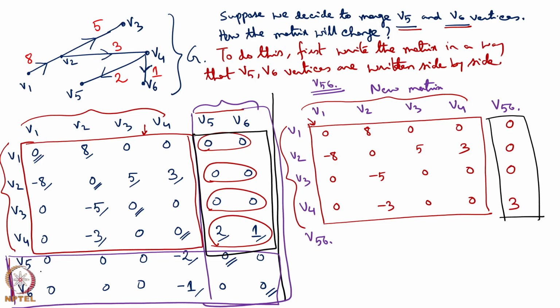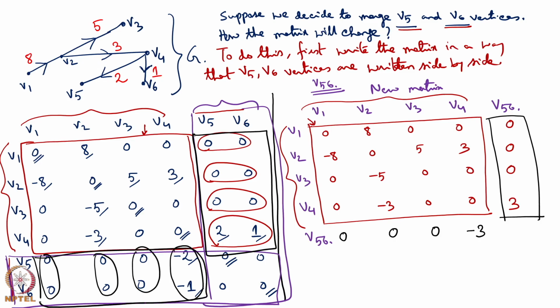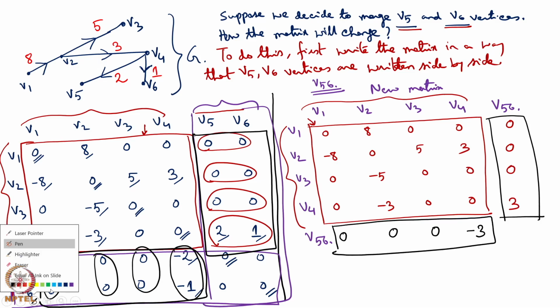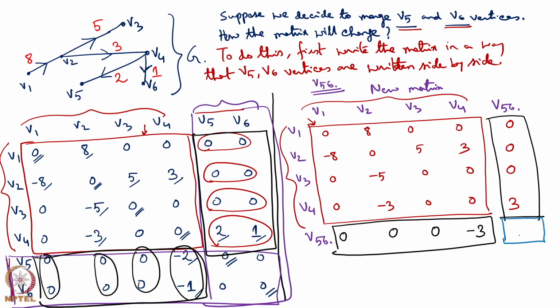Next, I will take this: these two will be added up, V5 and V6 being added up, so it is 0. These two will be added up, so it is 0. These two will be added up, so it is 0. Minus 2 and minus 1 will be added up, so it is minus 3. So this rectangle has been taken care of. We are left with only one space in the new matrix, and that is this box. Here we have to write some number.